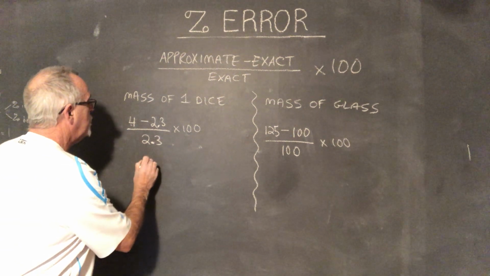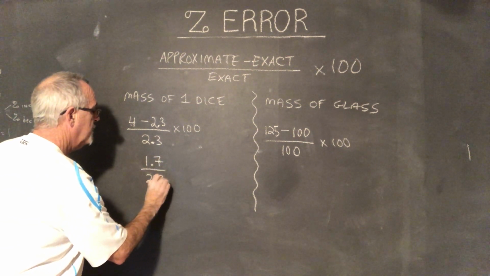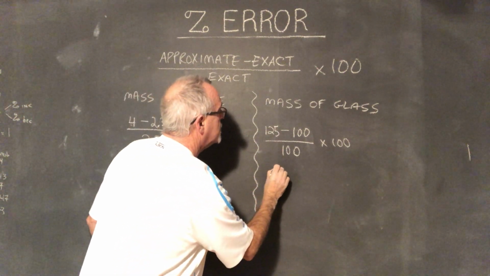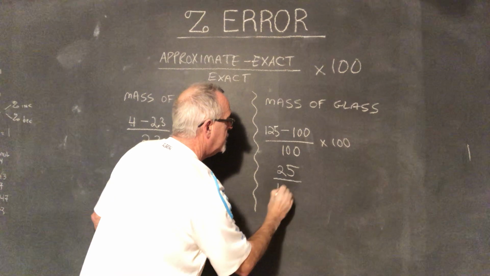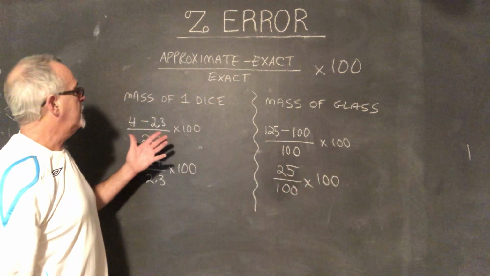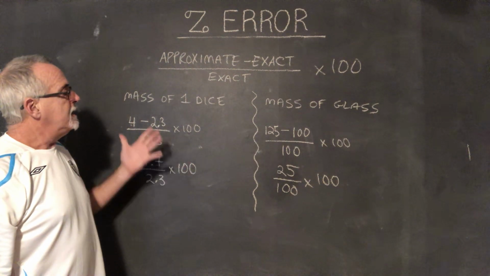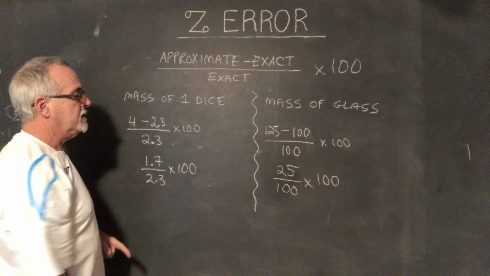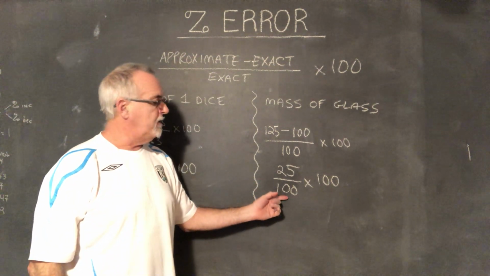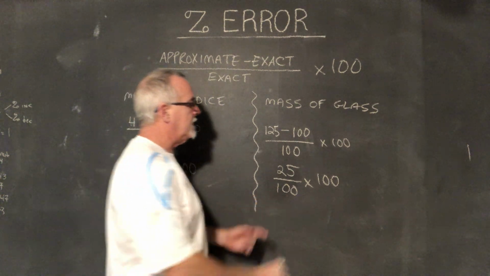4 minus 2.3, which is going to be 1.7, over 2.3 times 100, and then 125 minus 100, which is going to be 25, over 100 times 100. Both of them happen to be guesses where the guess was bigger than the real, so both of them we had positive numbers in that numerator. This one we can do in our heads, can't we? 25 divided by 100 reduces to 1/4, which is equivalent to 0.25 in decimal.